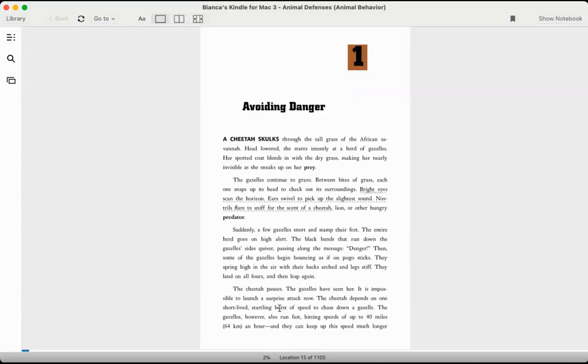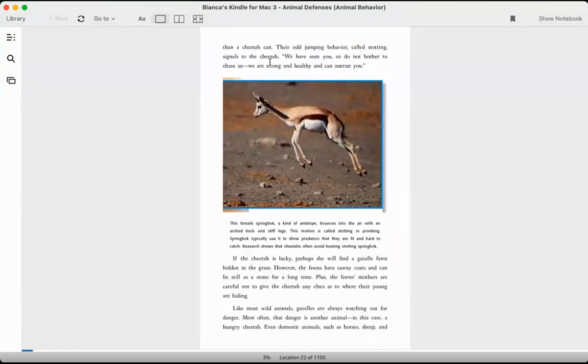It is impossible to launch a surprise attack now. The cheetah depends on one short-lived, startling burst of speed to chase down a gazelle. The gazelles, however, also run fast, hitting speeds of up to 40 miles an hour. They can keep up this speed much longer than a cheetah can. Their odd jumping behavior called stotting signals to the cheetah, "We have seen you, so do not bother to chase us. We are strong and healthy and can outrun you."